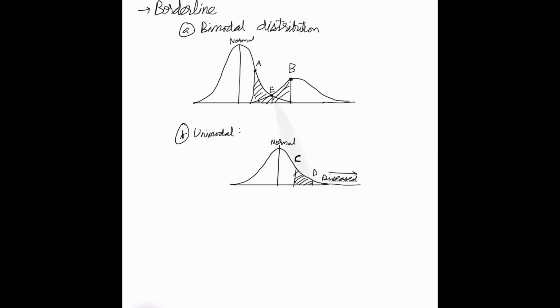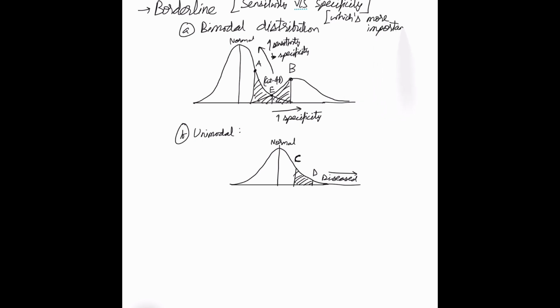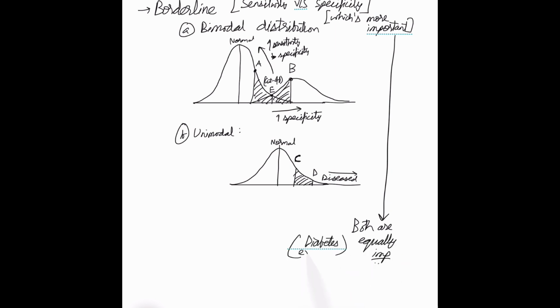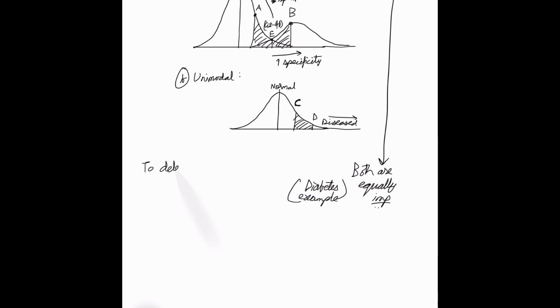Now coming to the bimodal curve, we consider E as a cutoff point. So if you shift the cutoff point from E towards A, that's basically leftwards in this curve, you would increase the sensitivity at the cost of decreasing the specificity. However, if you shift it towards B, you will increase the specificity, but you'll also reduce the sensitivity at the same time. So this basically discusses the gamble between sensitivity and specificity, which is more important. The real answer is that both of these are equally important, and the textbook explains using diabetes as an example how both are equally important.